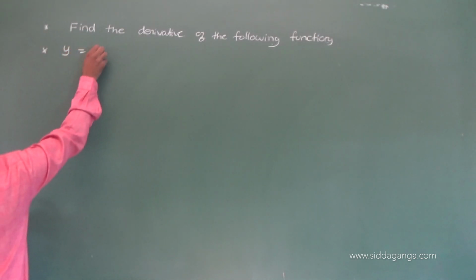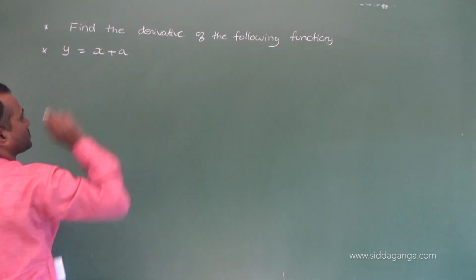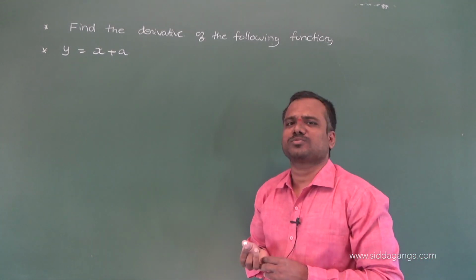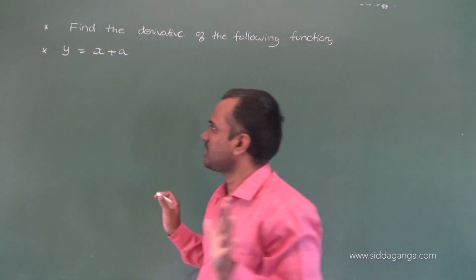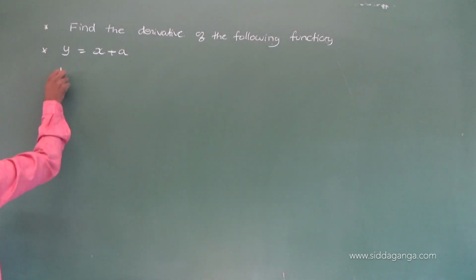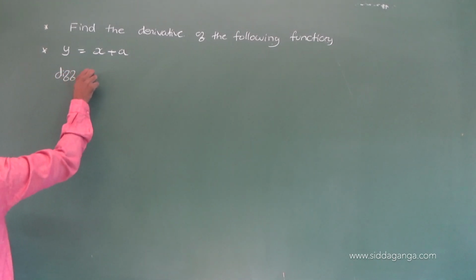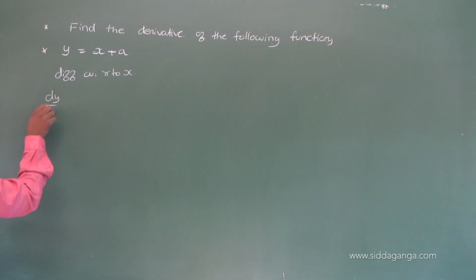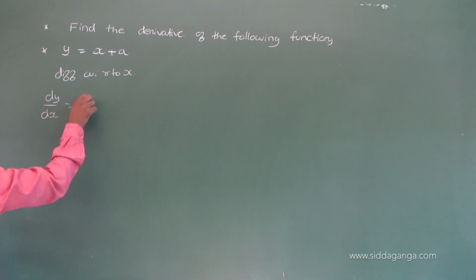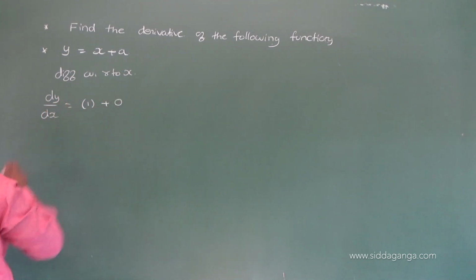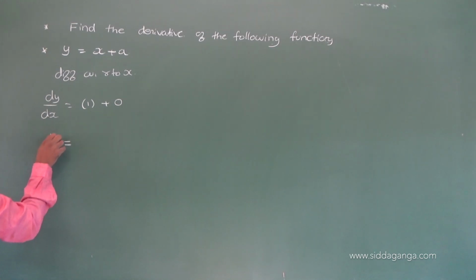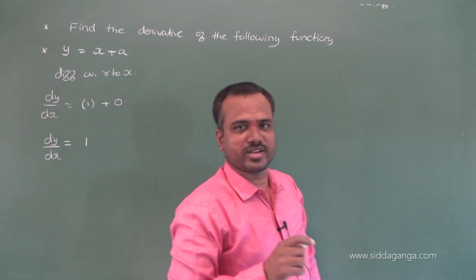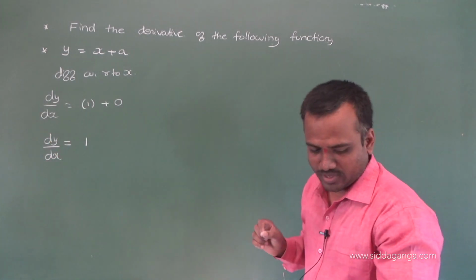y = x plus a, where a is a constant. Very simple problem, correct? So differentiate with respect to x. dy by dx: the derivative of x is 1 plus the derivative of a constant is 0. So dy by dx is 1. Very simple problem. Next problem.